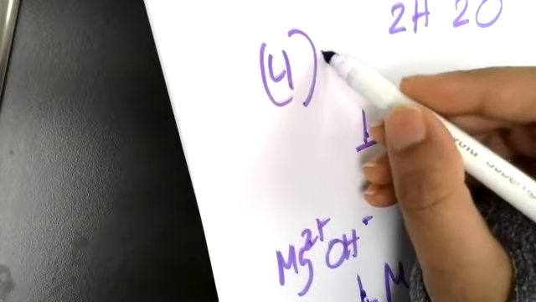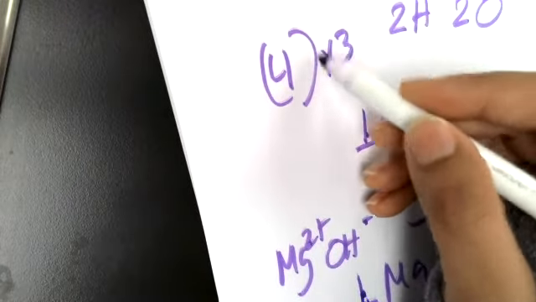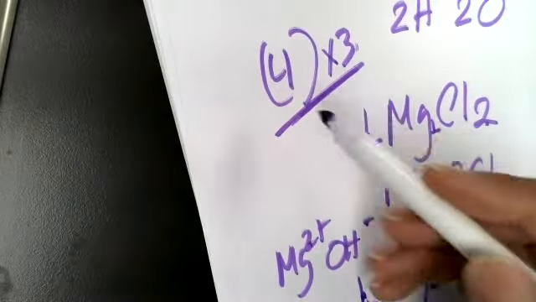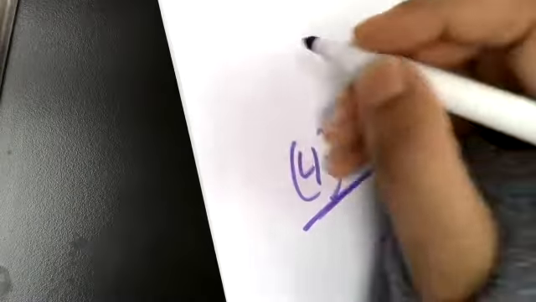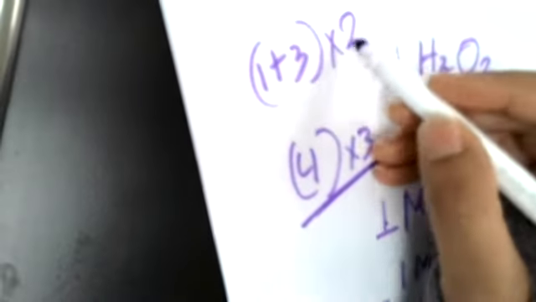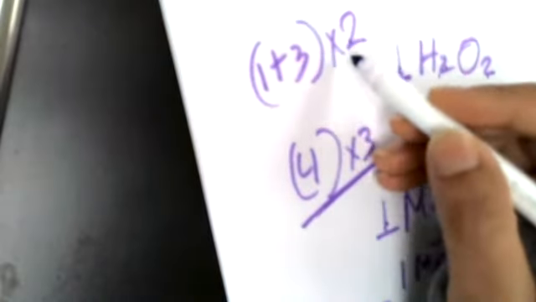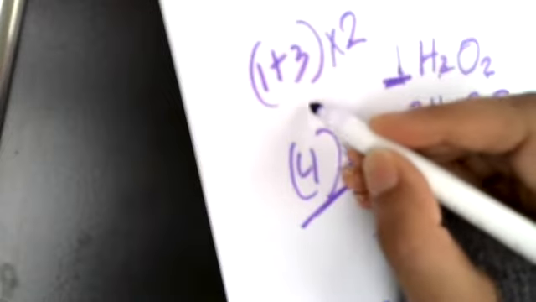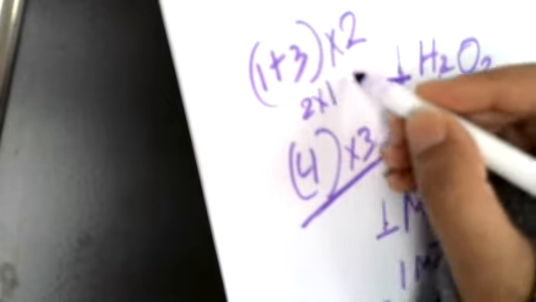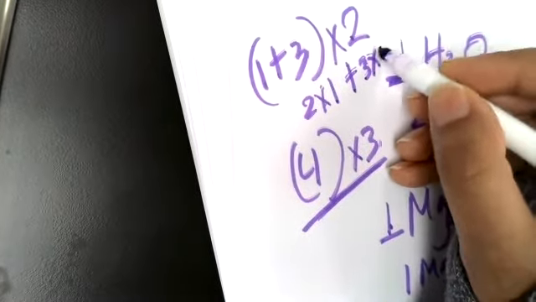So it's just like mathematics. If you write 4, and then you say multiplied by 3, that means it's 12. If you write 1 plus 3 multiplied by 2, that means the 1 and 3 both get multiplied by 2, right? So what it becomes is 2 times 1 plus 3 times 2.